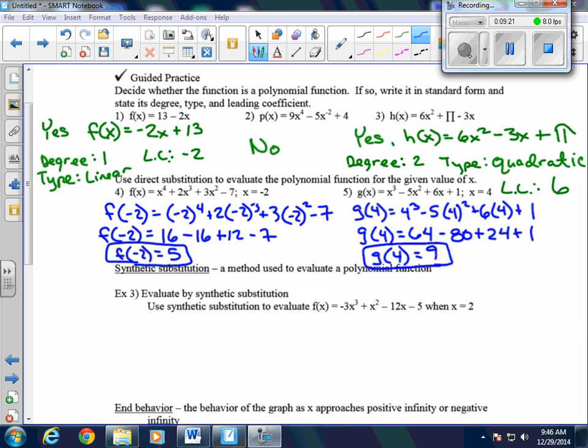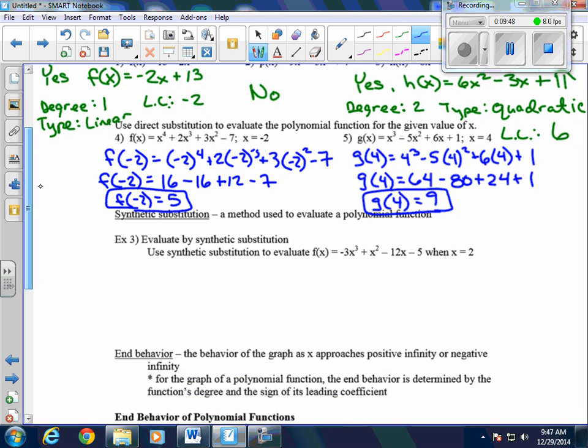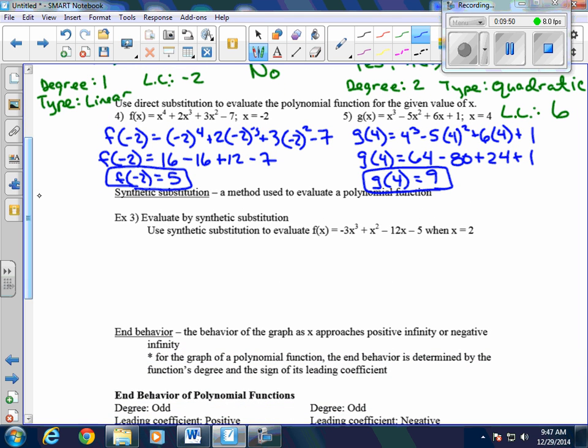The next thing we're going to talk about is something a little bit different. It's going to be related to questions 4 and 5. Like we used in questions 4 and 5, we use something called direct substitution, where we plugged that in directly to each of those parts. Now, the next thing we're going to talk about is something called synthetic substitution. And this is a method used to evaluate a polynomial function. So here's how it works. We're going to take and evaluate this polynomial function using synthetic substitution.